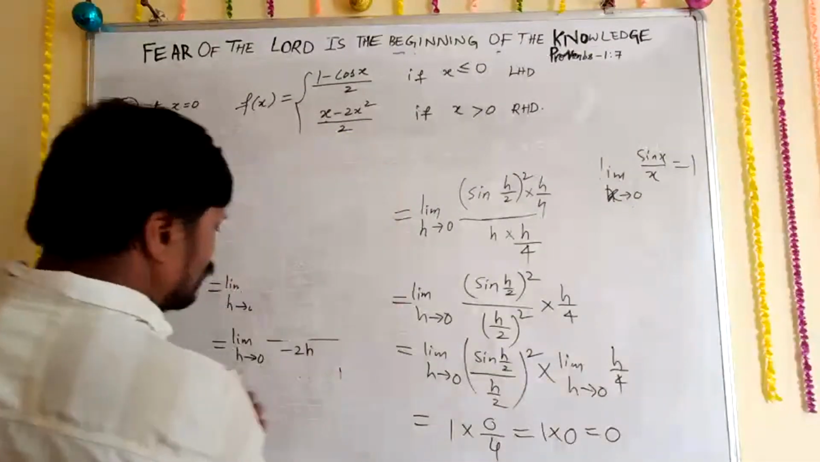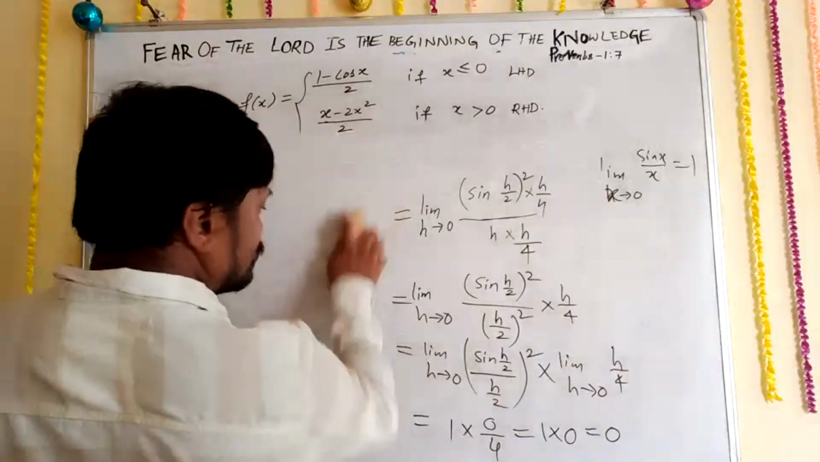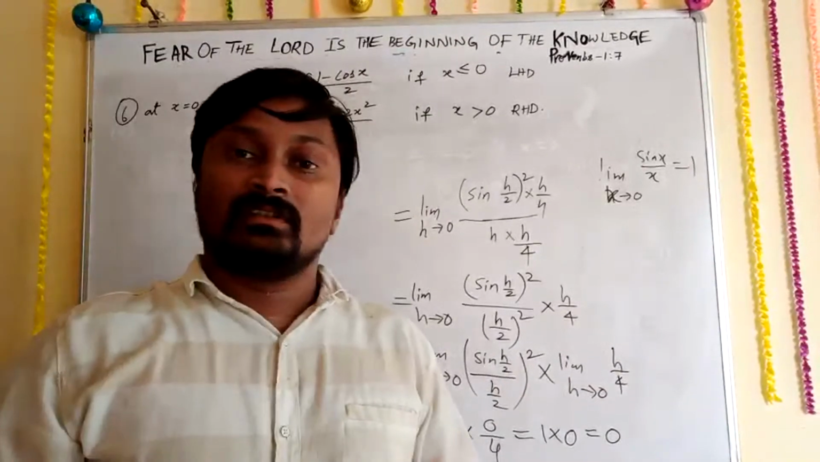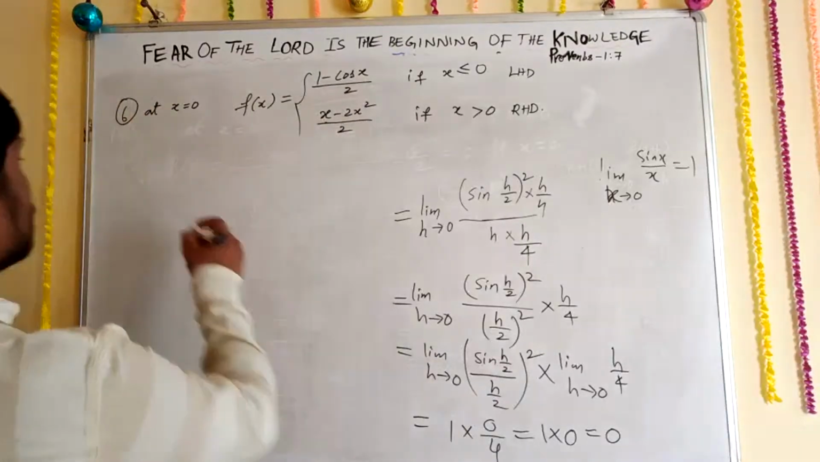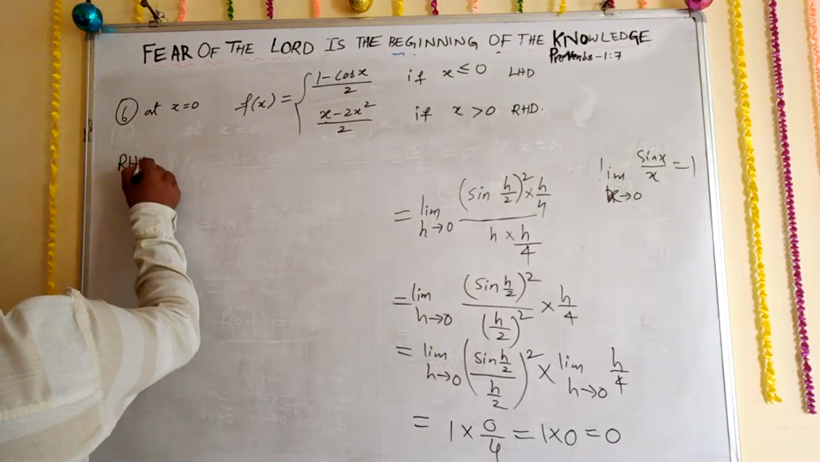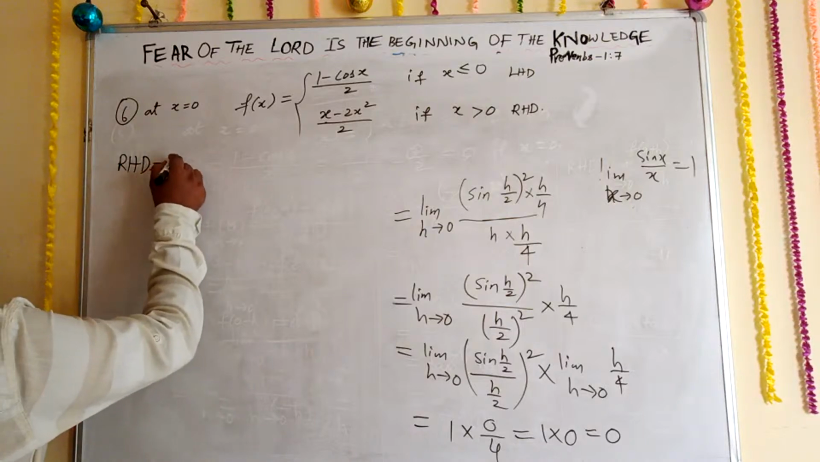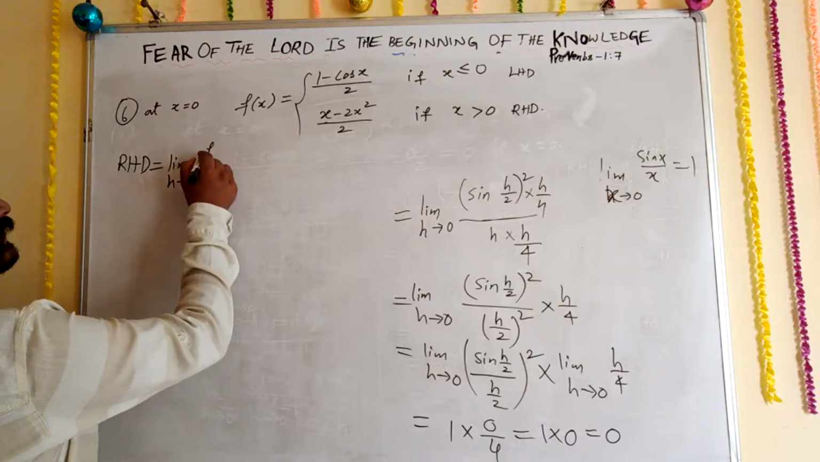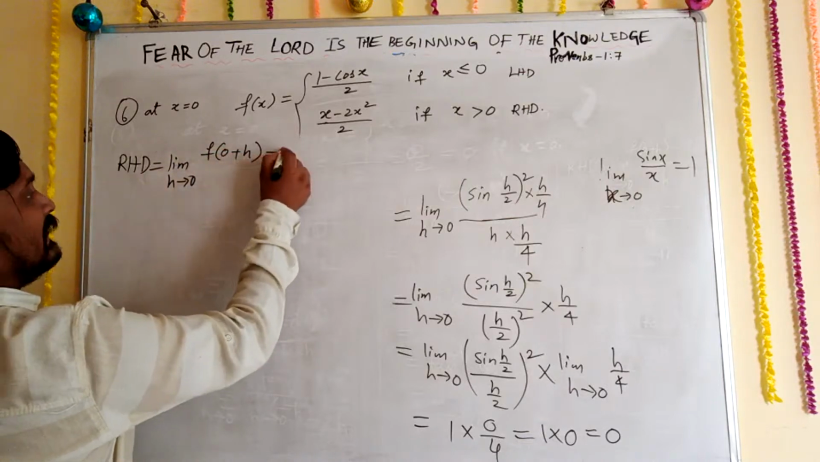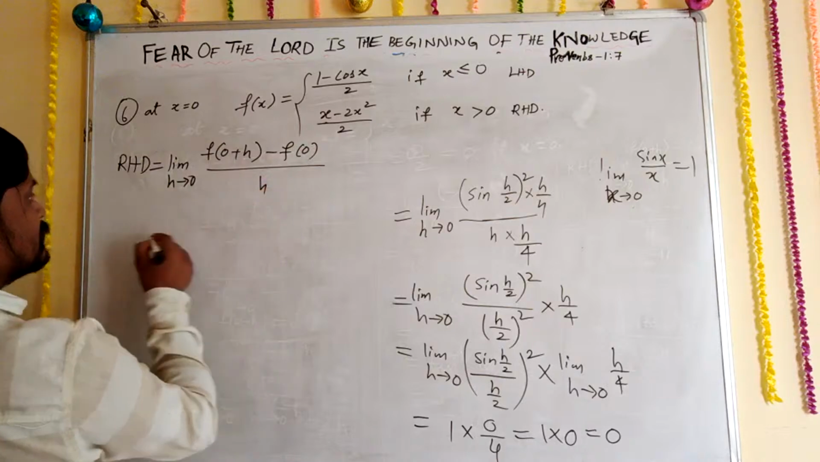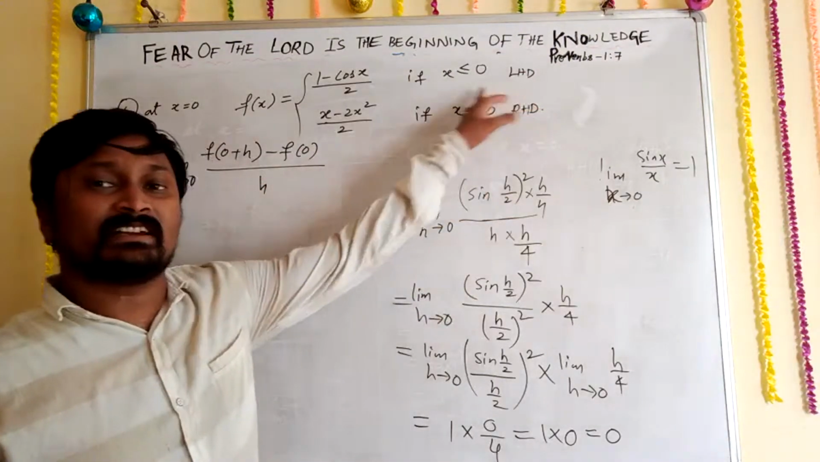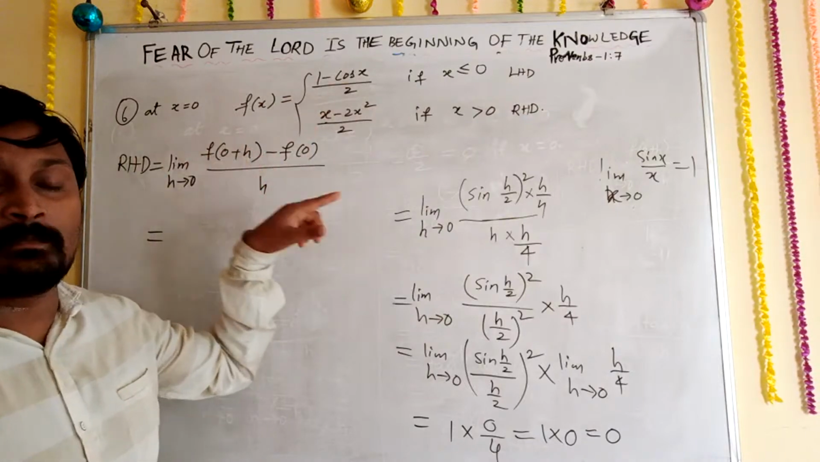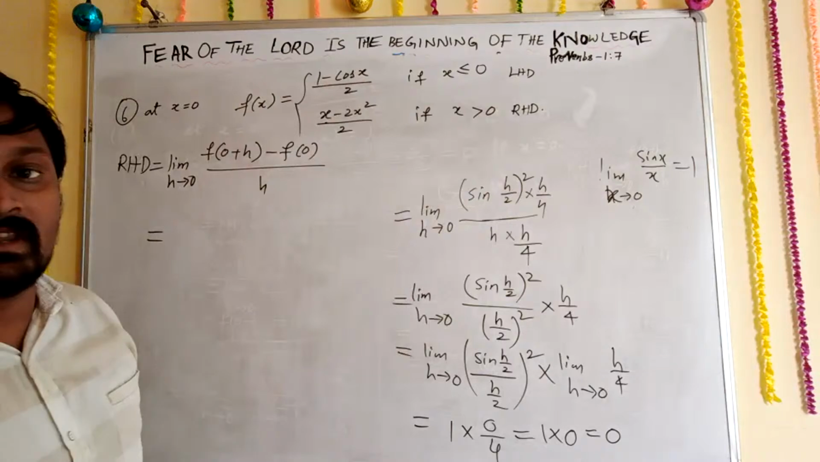All right, now we are going for the next. That is RHD. Now, we are doing the right hand derivative. So RHD is equal to limit h tends to 0. What is your formula? f of 0 plus h minus f of 0 upon h. Now right hand derivative means our function is this: wherever x is there, substitute your h. 0 plus h is nothing but h. You just substitute that h, okay?